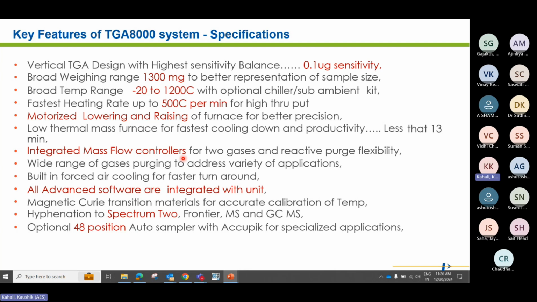Ma'am, normally it's 5 to 10 mg. But let me go through the presentation less than five.